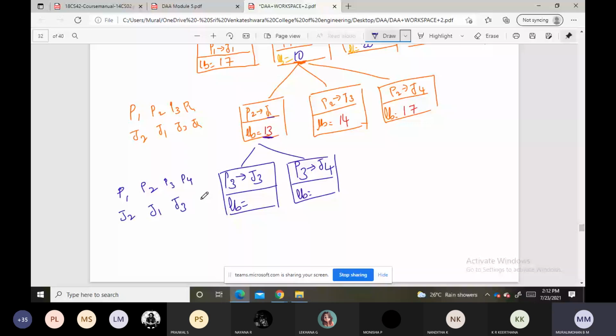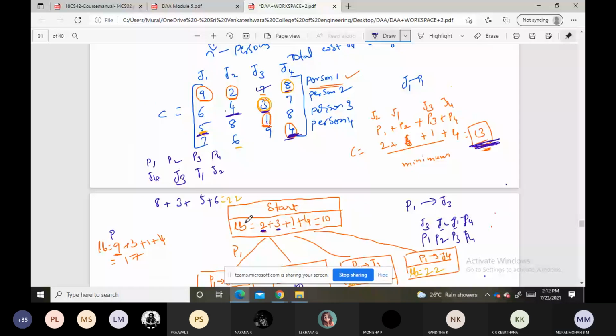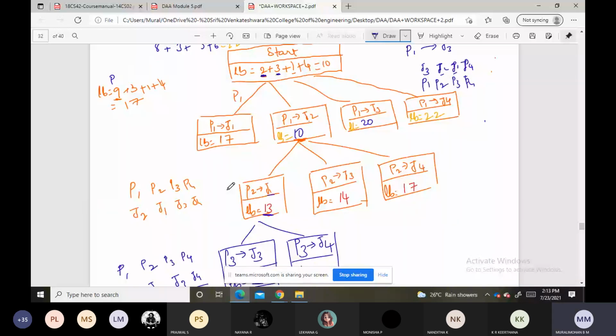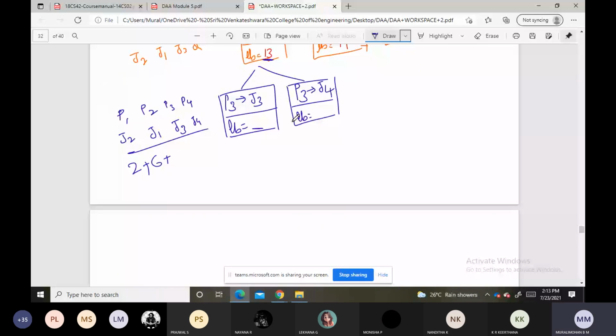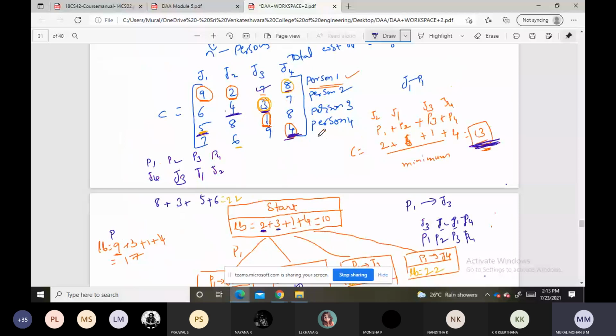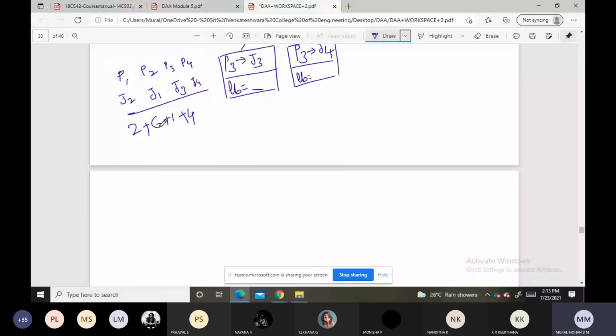So you calculate this and place it here. How much will you get? Person 1 job 2 is 2, plus person 2 job 1, which is 6, plus person 3 job 3, which is 1, plus person 4 job 4, which is 4. So how much is it? 8 plus 1 is 9, plus 4 is 13.